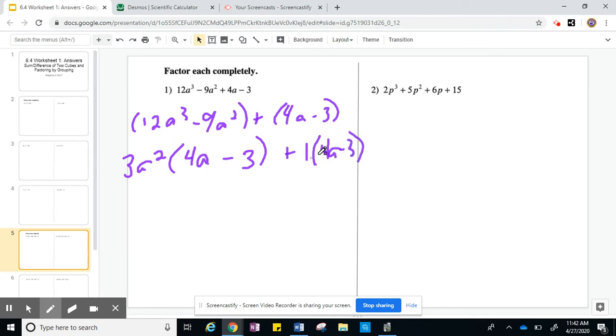Now, the reason I want to write this 1 here is because when we take out our common factor here of 4a minus 3, our second one is actually going to be 3a squared plus 1. So if you don't write that the GCF is 1 right here, you might forget this one. So just be careful with that. It might help you to actually write the 1 in this case.